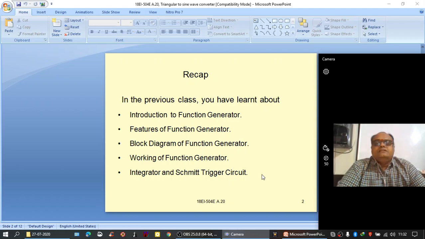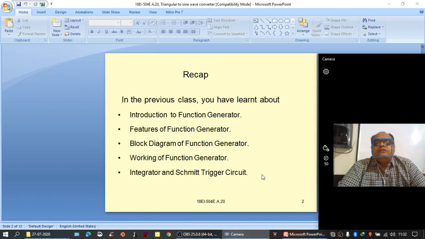Function generator is the source of EMF which produces AC signals of different shapes and different frequencies, such as sinusoidal wave, rectangular wave, triangular wave, sawtooth wave, etc. And all these signals can be generated with varying frequencies.